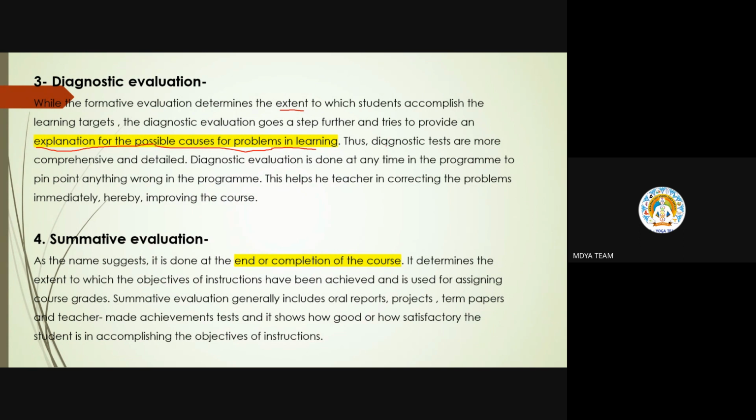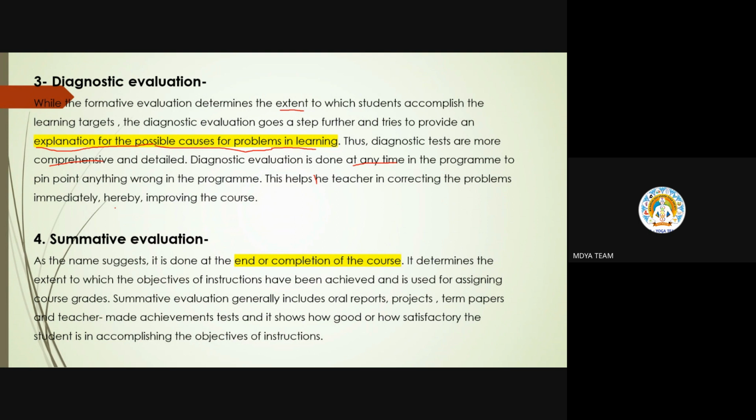Thus, diagnostic tests are more comprehensive and detailed. Diagnostic evaluation is done at any time. And formative assessment is helpful if it is done at the early stage. Diagnostic evaluation is done at any time in the program to pinpoint anything wrong in the program. This helps the teacher in correcting the problems immediately, thereby improving the course.